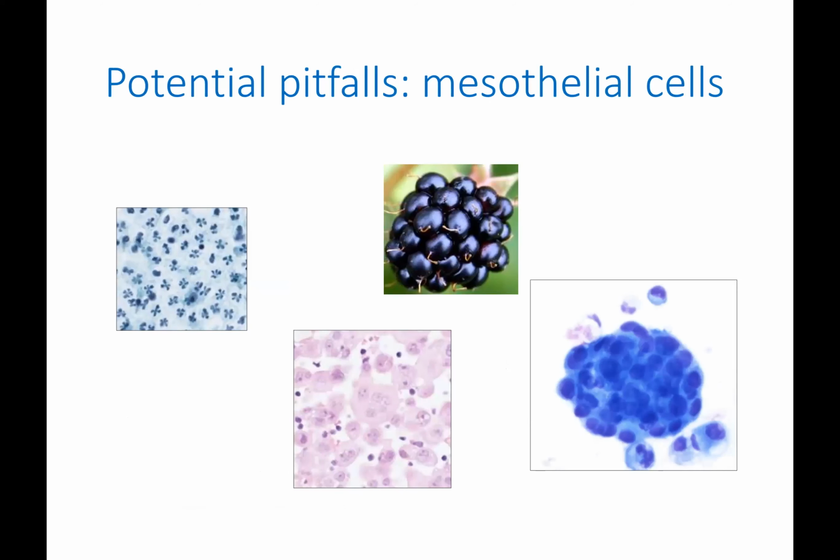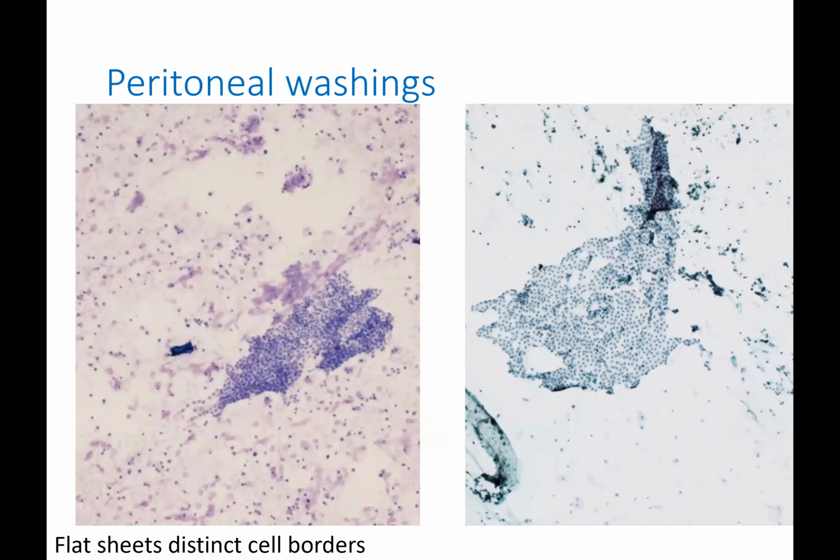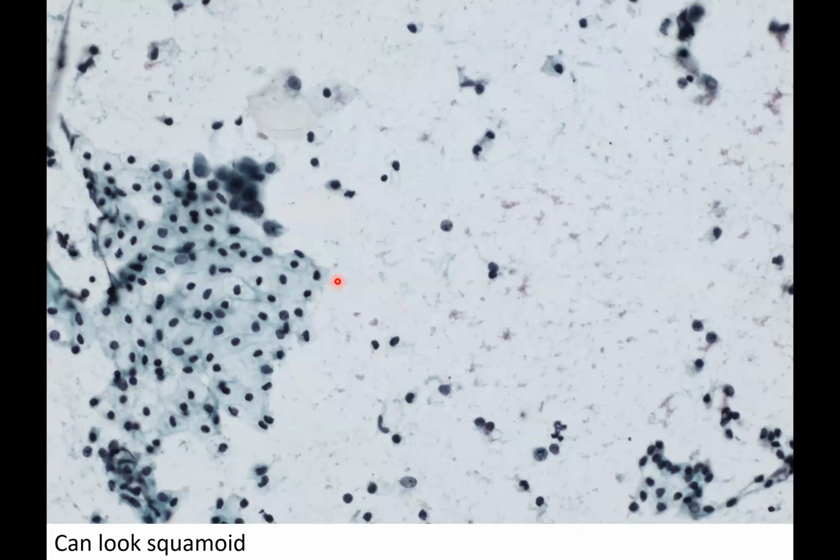Let's look at the potential pitfalls in more detail, starting with mesothelial cells. In peritoneal washings, we're all familiar with the nice regular flat sheets with distinct cell borders that characterise the mesothelial cells. They can, however, look quite squamoid.